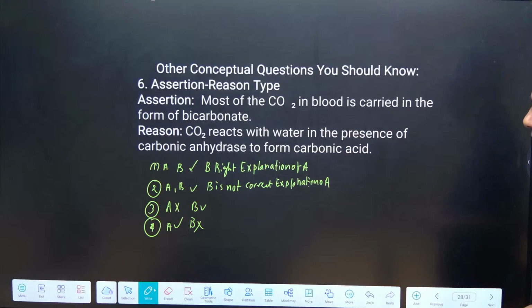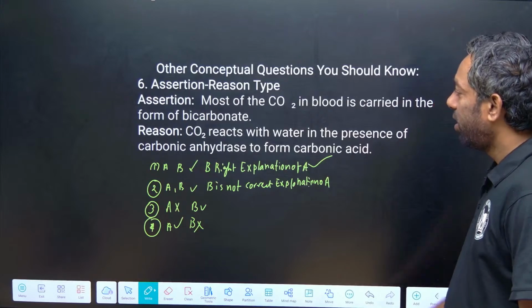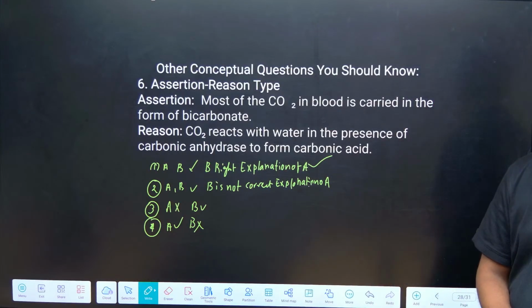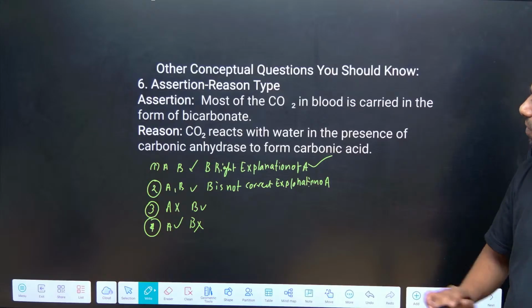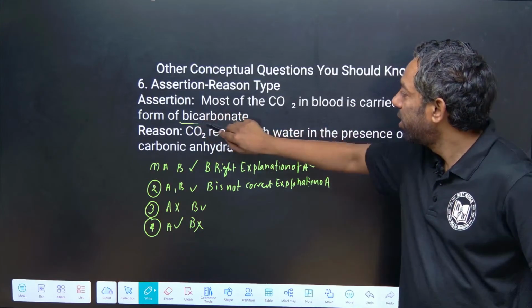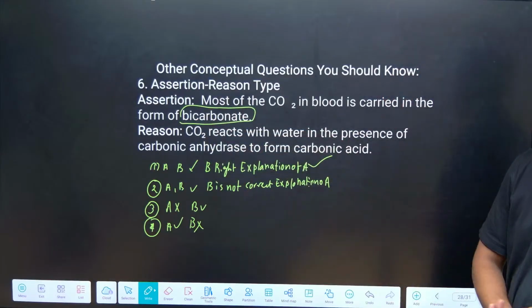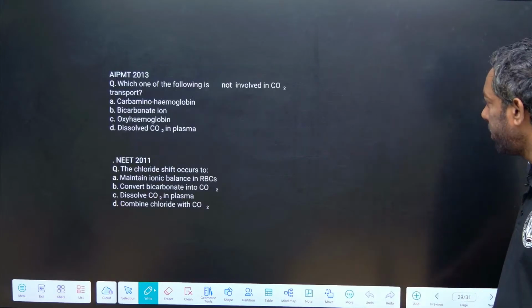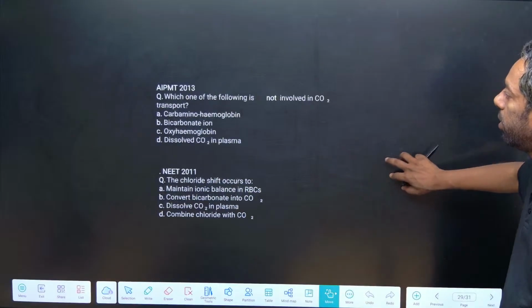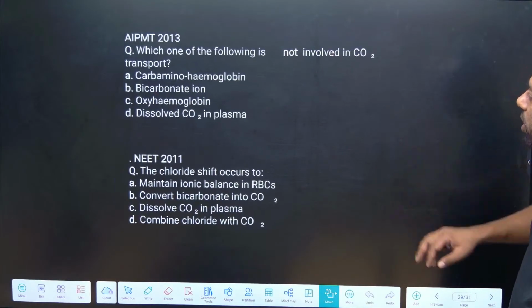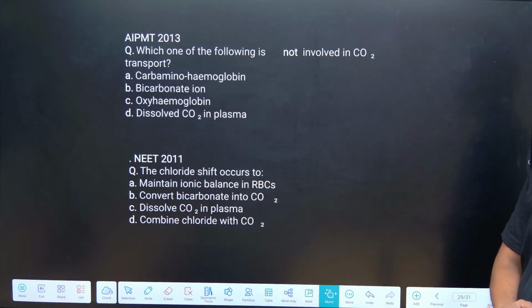Of course, the answer is 1, because CO₂ reacts with water, and in that way only it is carried as bicarbonate. If there is no reaction, there is no bicarbonate, right? Right explanation, right. Next question. Which one of the following is not involved in the CO₂ transportation? Very simple question, just take 5 seconds. Oxyhemoglobin, right Ayesha? Very nice.